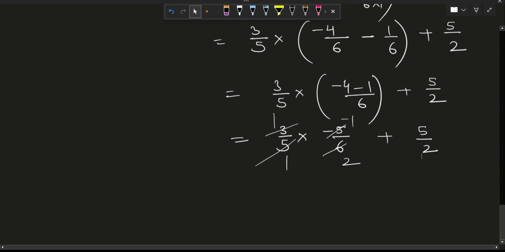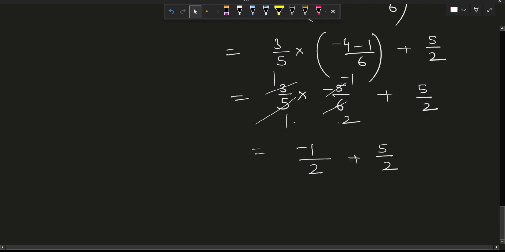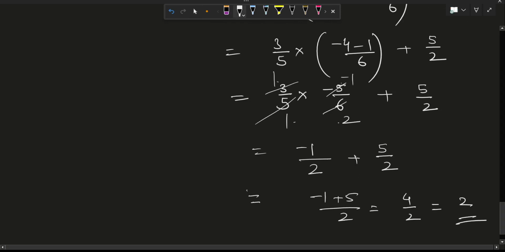So what am I left with? 1 into minus 1, minus 1 by 1 into 2, 2, plus 5 by 2. We have the denominator same, 2. What will it be? Minus 1 plus 5 by 2, which is 4 by 2, and the answer is 2 because I can cancel it. Done with these problems. I hope it's clear.